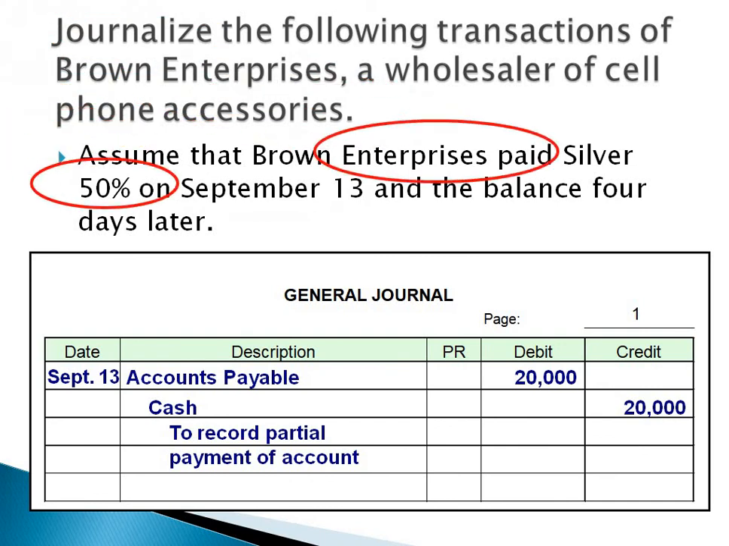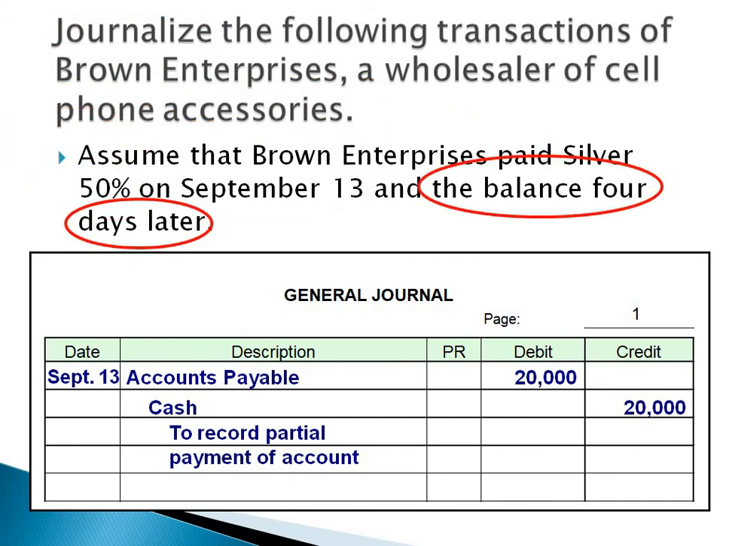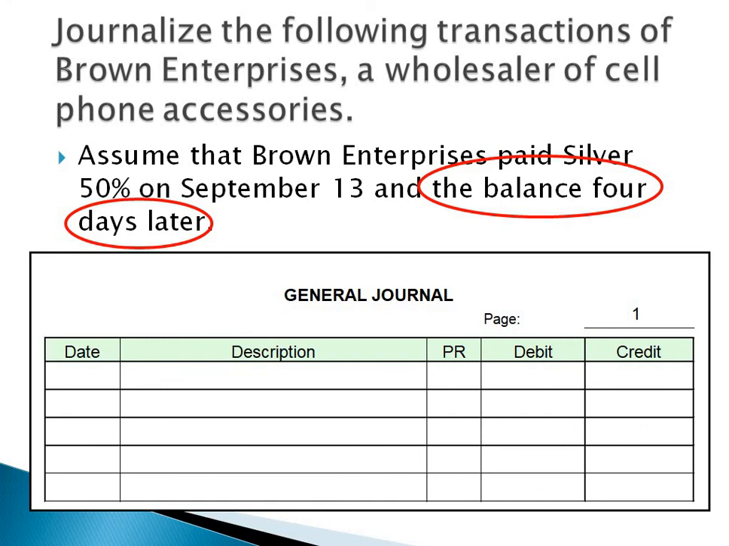How about the payment made by Brown for the balance on September 17, 4 days after the initial payment? What must be the journal entry? How many percent is the remaining balance of the accounts payable after the payment on September 13? 50%. That is 100% minus the 50% initial payment equals 50% balance. How much is that remaining balance then? 20,000 also. Therefore, on September 17, 20,000 must also be the debit to accounts payable.